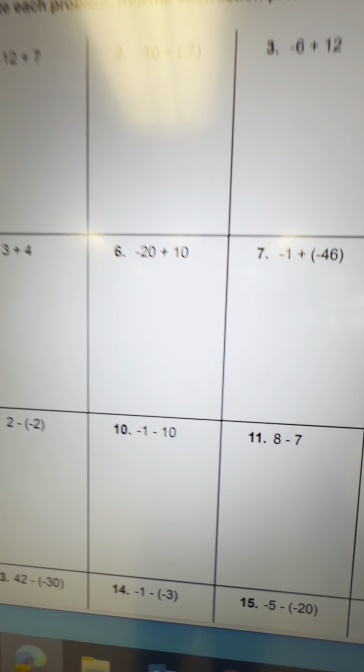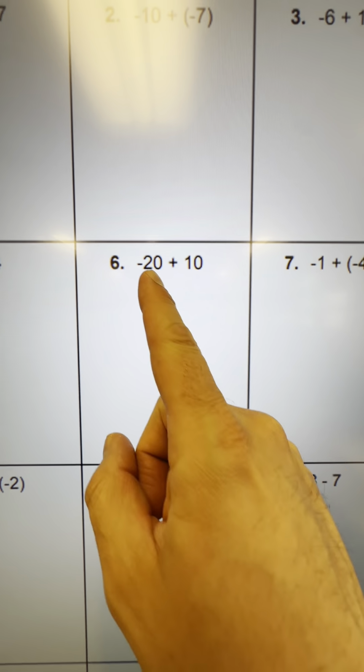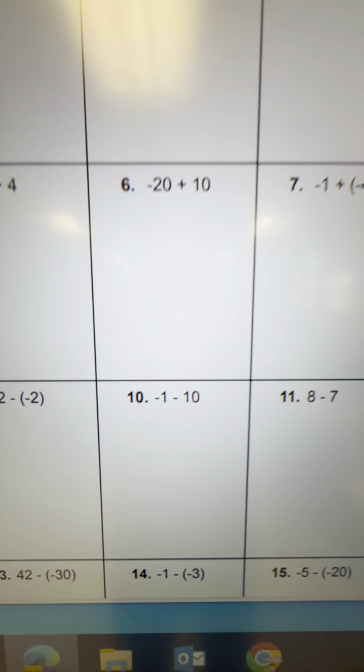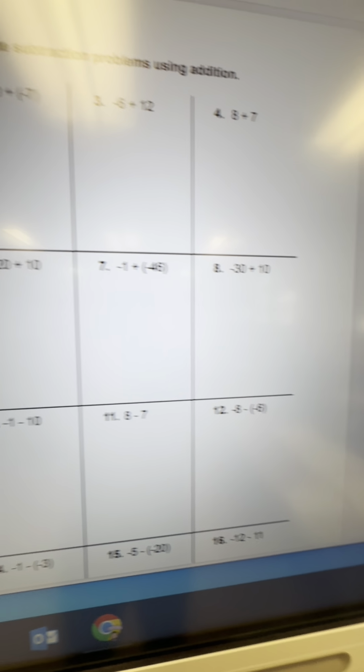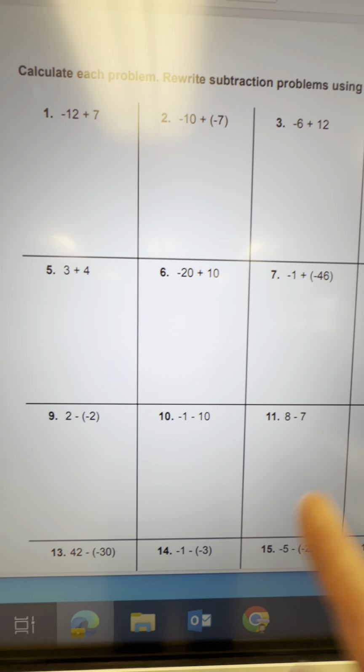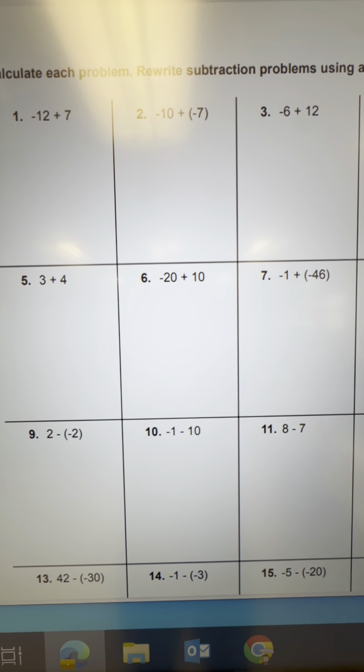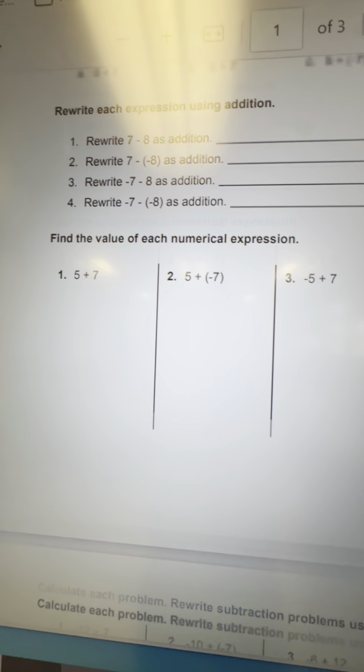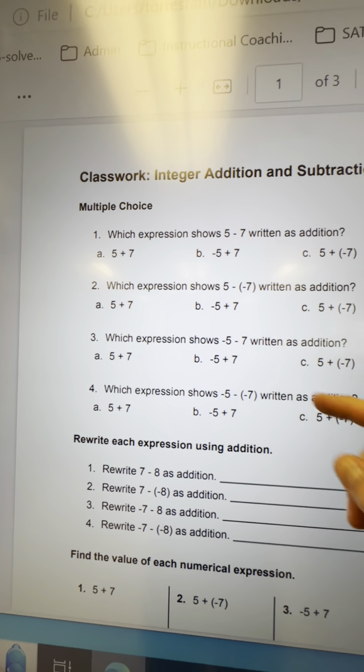If you're just learning how to add and subtract integers like this and like this, I'm going to walk you through 16 different examples. So I'll leave chapters so that way you can skip ahead. So check out the description. And then I'm also going to review a couple of multiple choice questions.